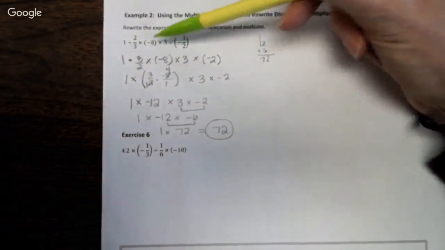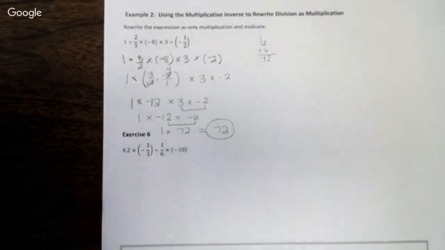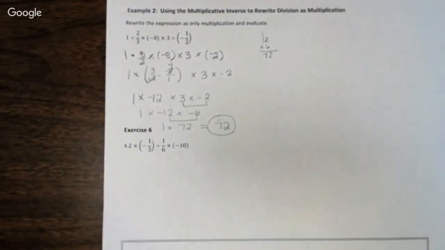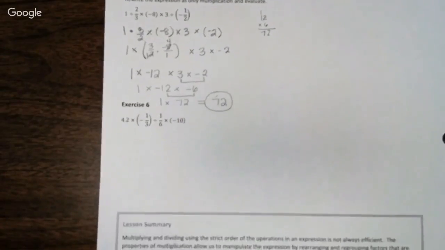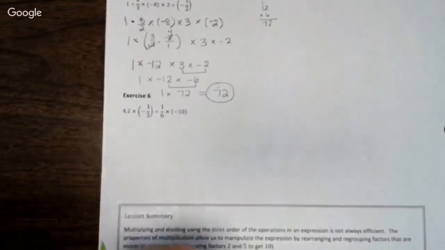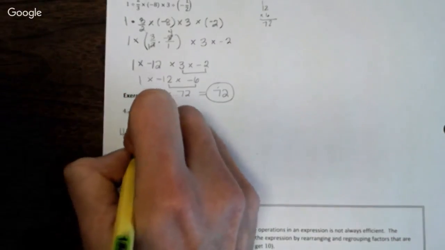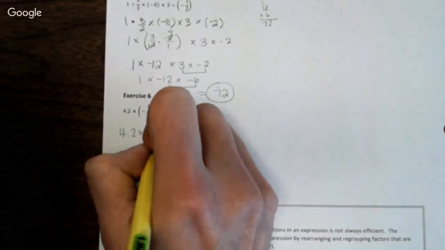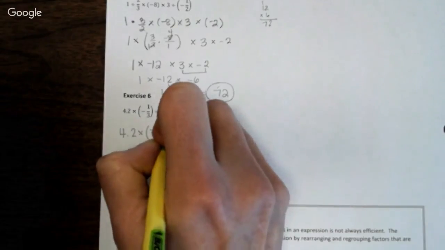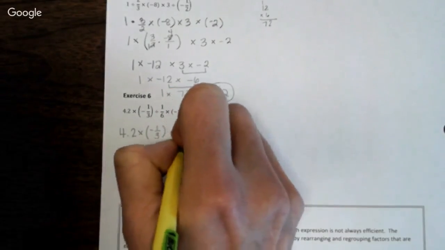Now go back and look. There's 2 negatives. That's an even number, which means our answer is positive. All right, I'm going to have you try exercise 6. Pause the video, and when you're done, go ahead and check the answers. All right, so we're going to change all of the division to multiplication of the reciprocal. So go ahead and change all those.